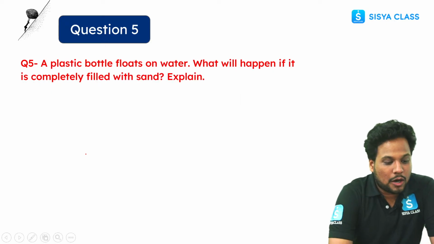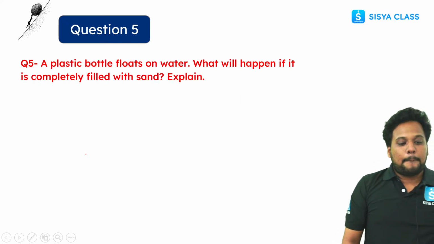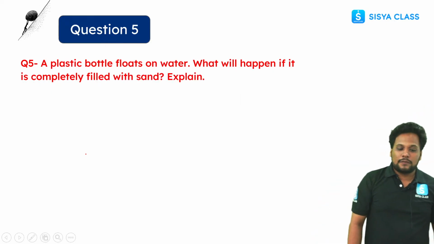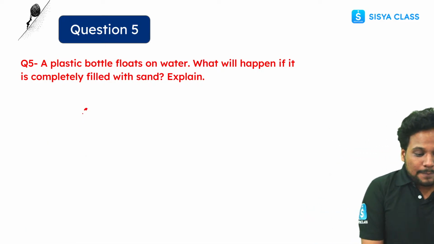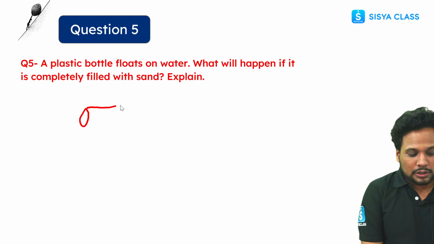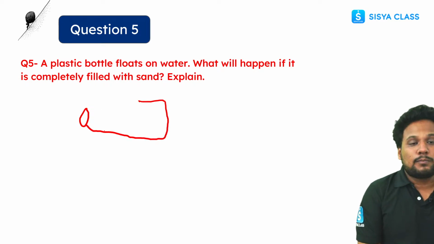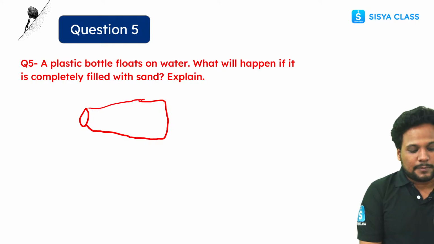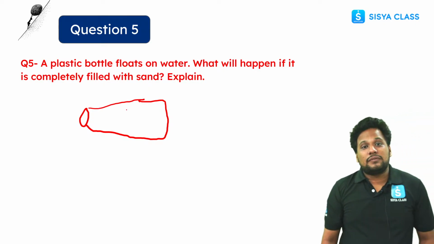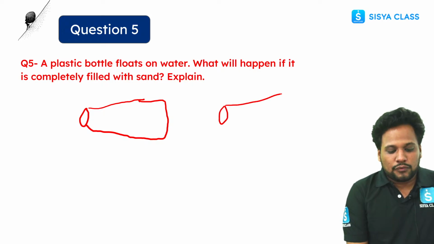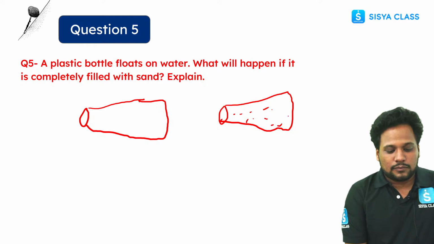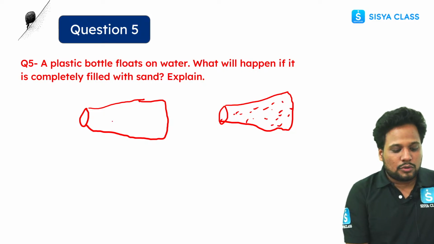Okay. Now, the fifth question. A plastic bottle floats on water. What will happen if it is completely filled with sand? Tell me, what will happen? So, the same happens here also. Let's suppose this is a bottle. Okay, this bottle is empty, and because of which the density of this bottle is less, right? But if I'm going to fill sand in this empty bottle, what is going to happen?